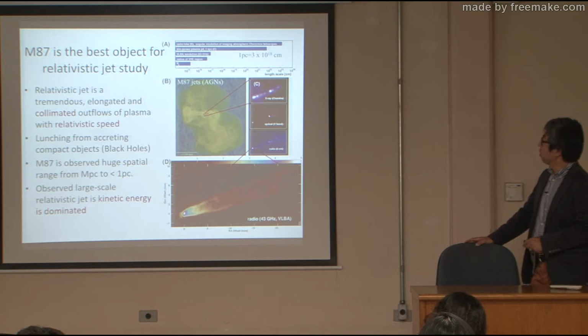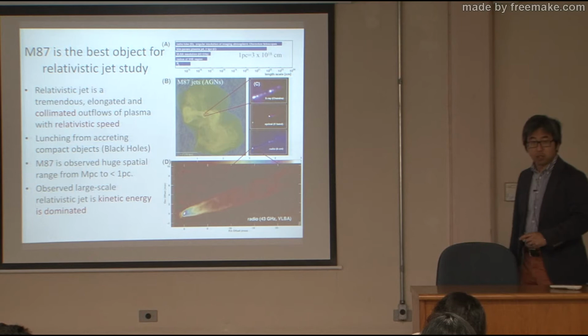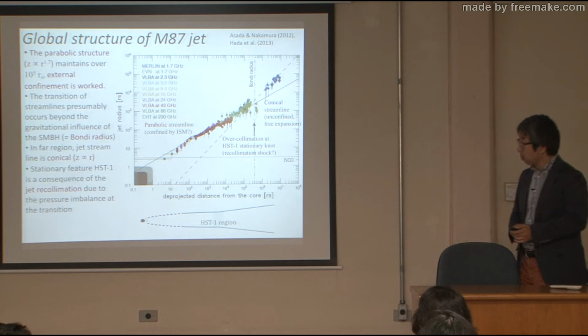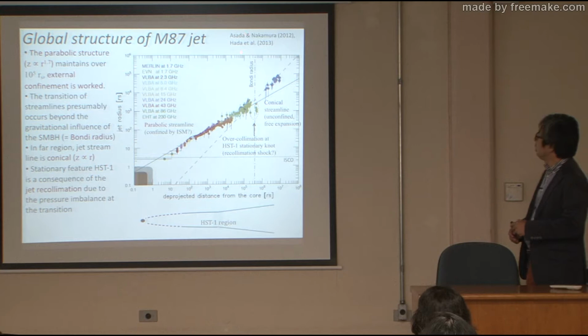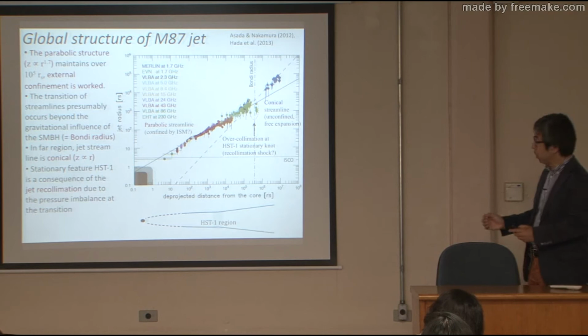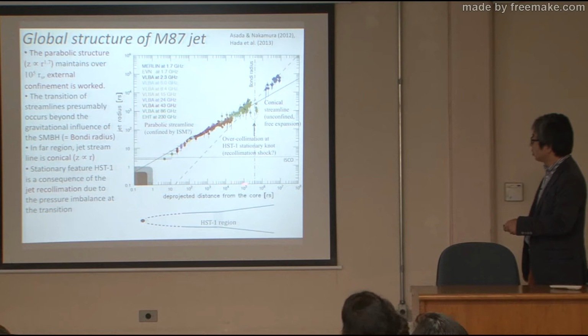I think you also know about whether this is the largest size of M87, and then also multiple wavelengths are obtained for the one jet, and the smaller scales are also nicely observed for the jet structure there. So this is the global structure of M87. Recently Asada, Nakamura, and Hada have also been trying to measure the jet size at different frequencies, projected from different positions over there. Then we have found another interesting thing.